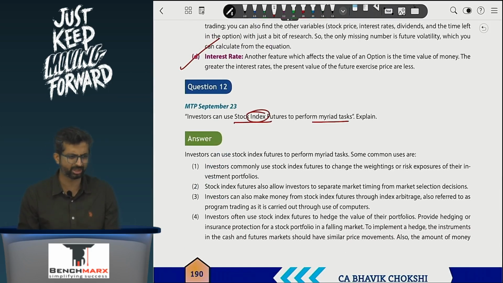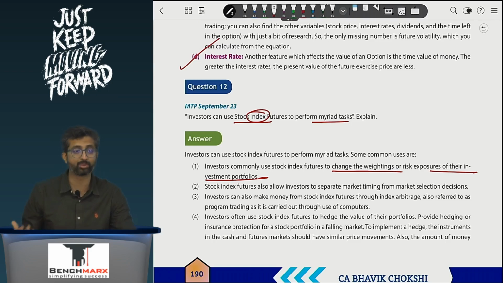Index futures, so it's just a short note on index futures. You can use index futures for the purpose of hedging. You can use index futures to profit from a change in your expected price. Investors use index futures to change the weights of their investment portfolio. Like we did sums where your beta was close to 1.4, you want to bring it down to 0.95. You can possibly use index futures for that.